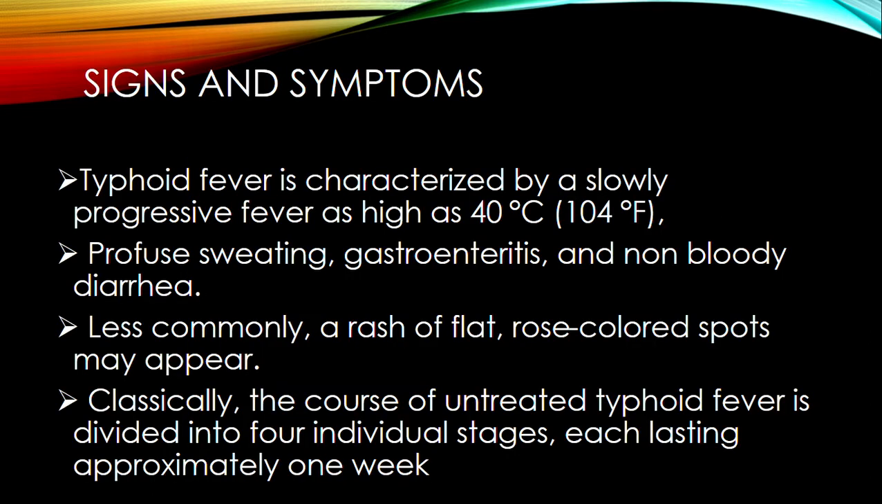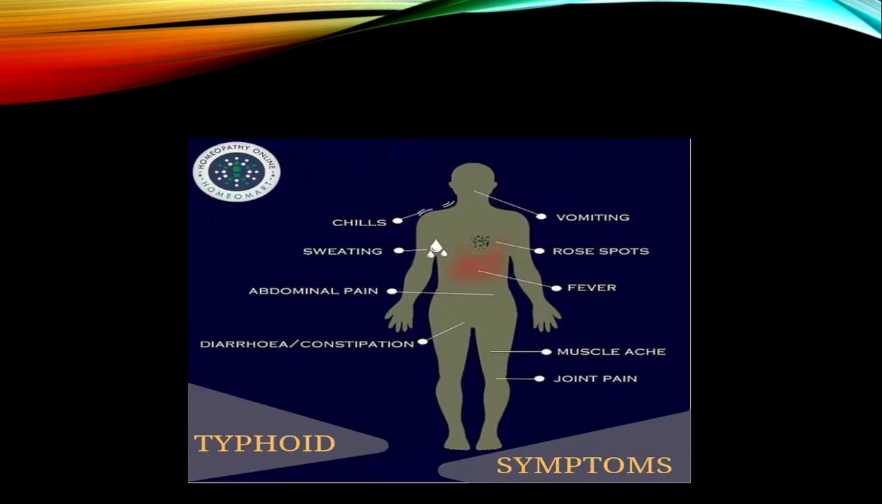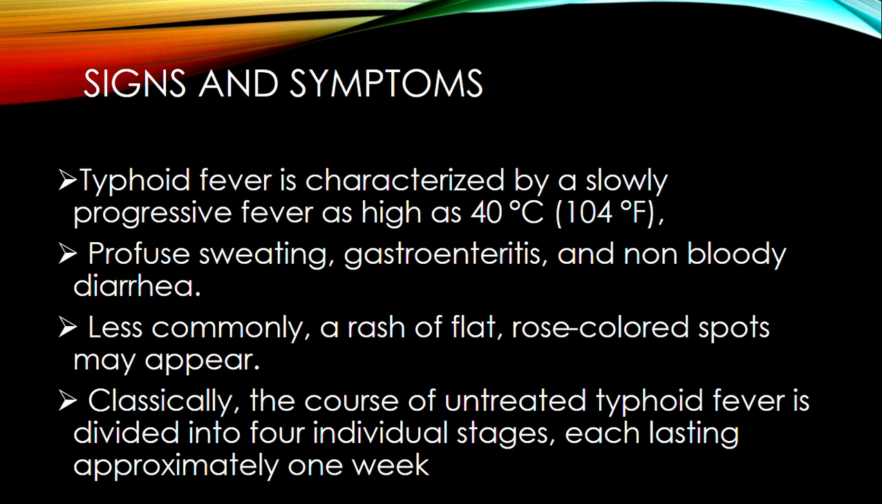So now let's move on to look at the signs and symptoms of typhoid fever. So from this picture, we are able to see that this patient will start vomiting, will have some rosy spots on the chest, then patient will have some chills, sweating, fever, abdominal pains, diarrhea, constipation, muscle aches, and joint pains. So now let's look at the signs and symptoms in details.